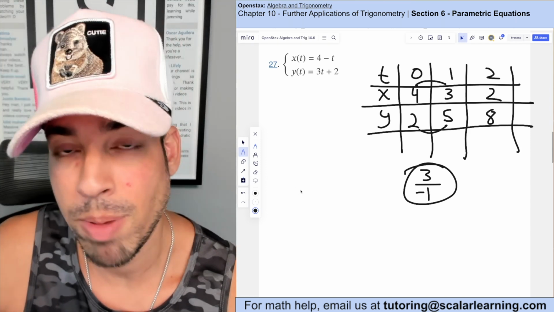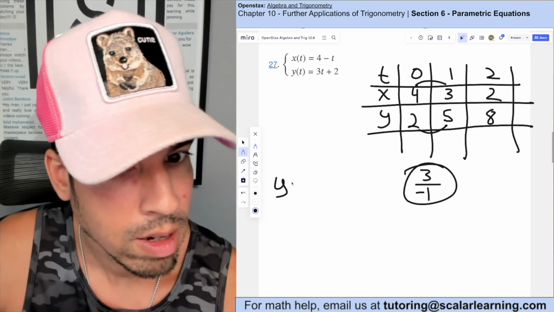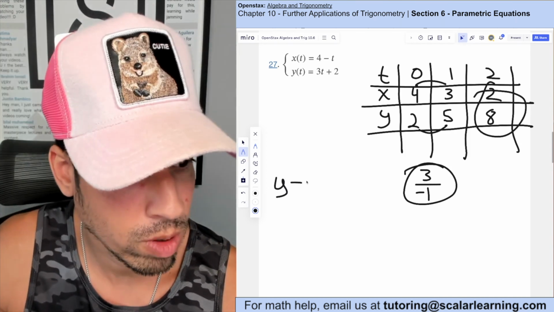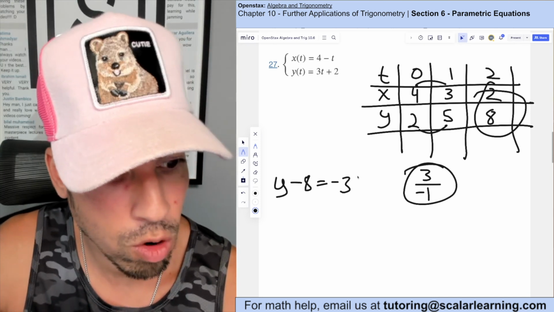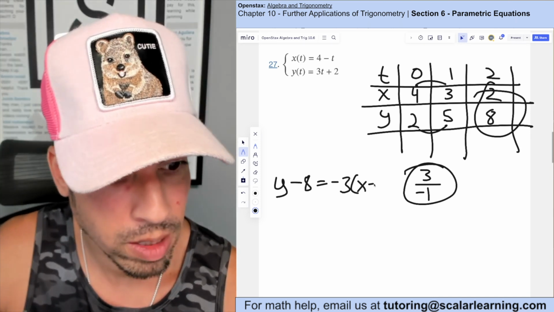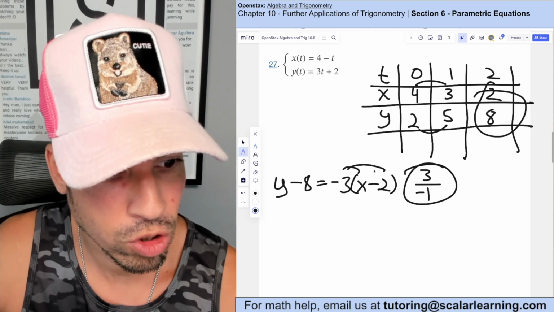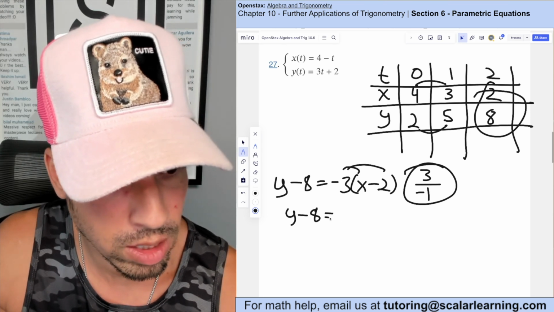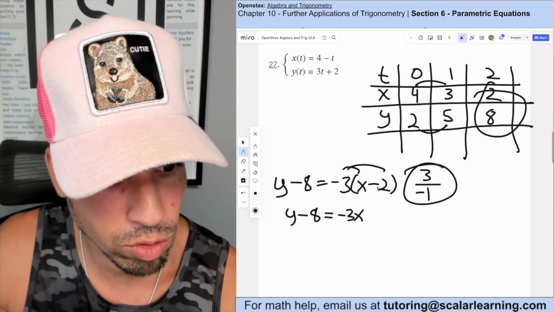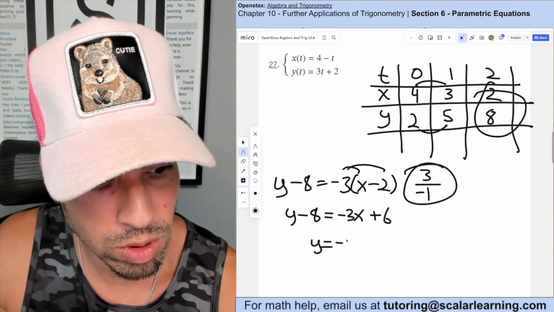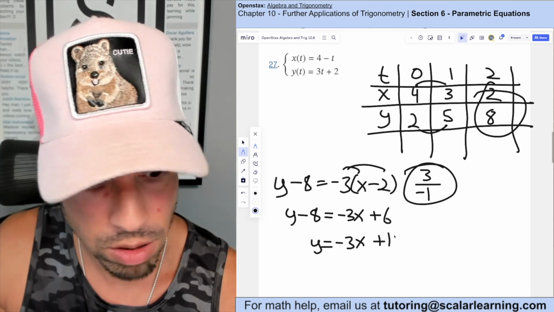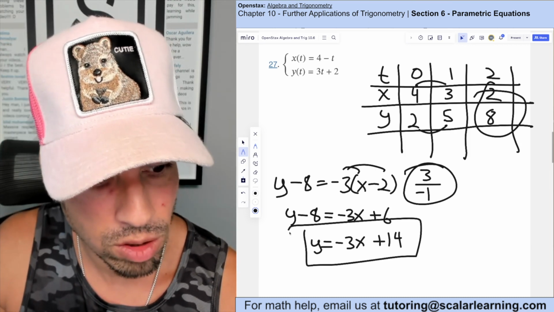So using point slope, I can construct the equation. Let's do 2 and 8 just for fun. y minus that 8, which is the y value of that coordinate, equals slope times x minus the corresponding x value, 2. Distribute, y minus 8 equals -3x, and then -3 times -2 is +6. Last but not least, add 8 to both sides, y equals -3x plus 14. So that is how you do it, done.